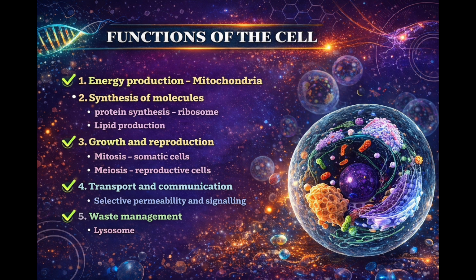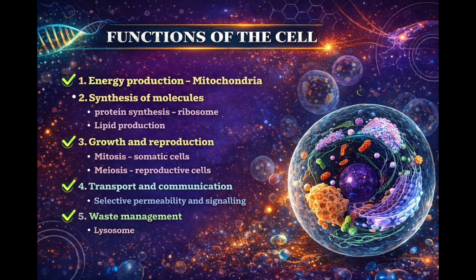The second major function is synthesis of molecules. Cells are constantly building the biological materials needed for life. Firstly, protein synthesis. The ribosomes create proteins using the instructions from DNA for muscle building, hair growth and other functions. And then lipid production. Cells create fats for cell membranes and hormone production. The lipids form the layer of our plasma membrane. It acts as a barrier for our body and cell.